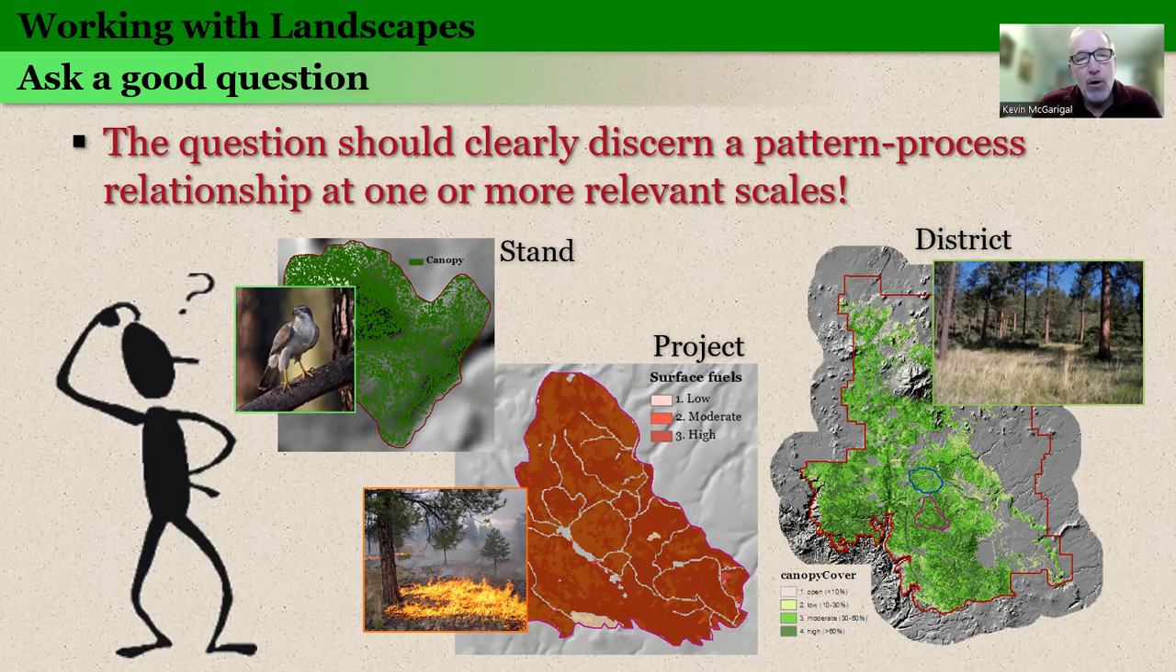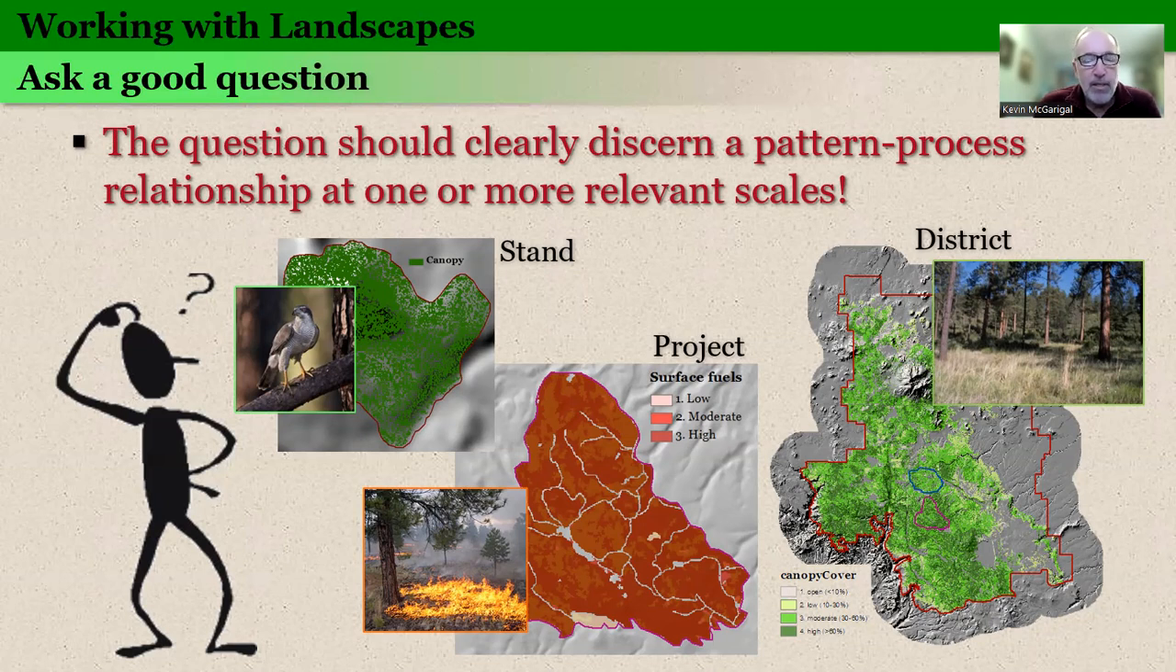And as you may recall from the first Lightning Talk series on the landscape concept, a landscape can be defined at any scale, so long as there is a clear pattern that relates to a clear process. It is the pattern process relationship that ultimately makes a landscape and defines the landscape problem. So for example, as shown in this figure, we might define the pattern process relationship at several different scales.